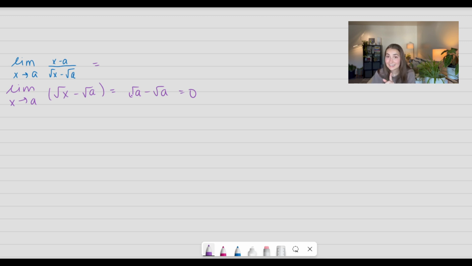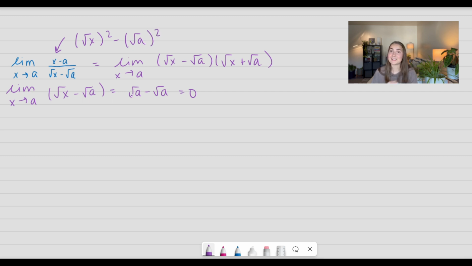So the trick here is actually we can factor the top. Let's go ahead and do that. The limit as x approaches a, this turns into the square root of x minus the square root of a times the square root of x plus the square root of a. This is actually a difference of squares, and I'll show us how. You can think of this as the square root of x squared minus the square root of a squared, which is very tricky. It's a very sneaky thing, but I think once we've seen it once, we can keep that in our brain and apply it to future problems.